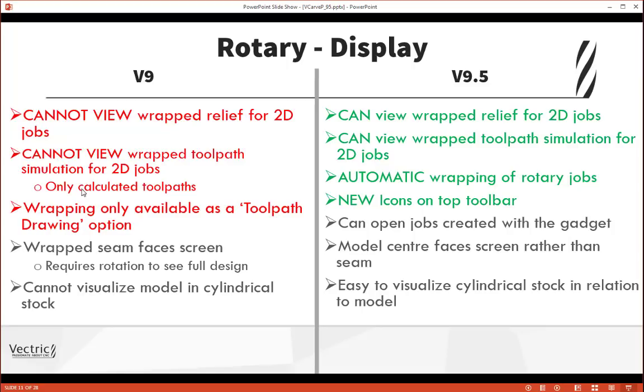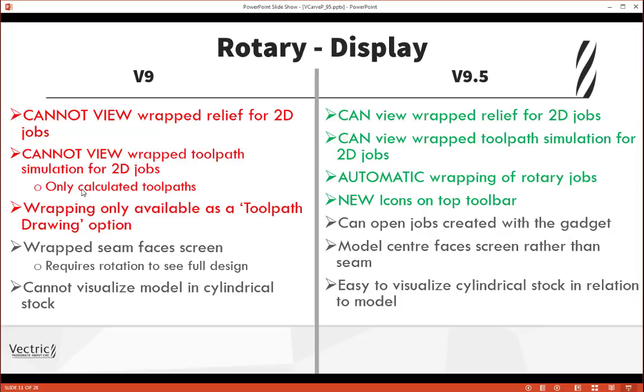Also, when wrapping that toolpath, the seam would appear facing you rather than the center of the workpiece. Therefore, quite often you had to try and rotate the model back in order to be able to see the toolpath, which made it not particularly easy to work with. And you couldn't visualize the model inside the cylindrical stock. You could only see the block as if the item was unwrapped rather than the wrapped cylindrical stock.